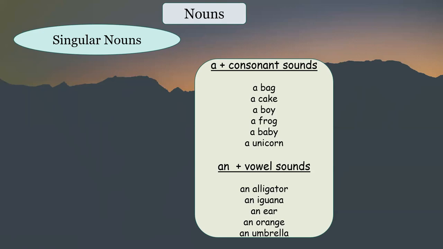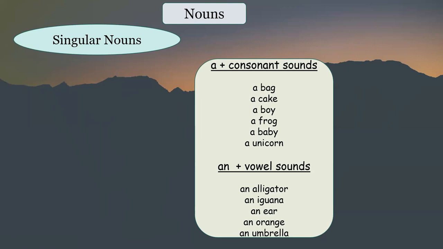If you see the word and you can pronounce the word, you can get maybe 98%. So that's why I teach you this way. All right. So, bag. So, a bag. And unicorn. So, a unicorn.